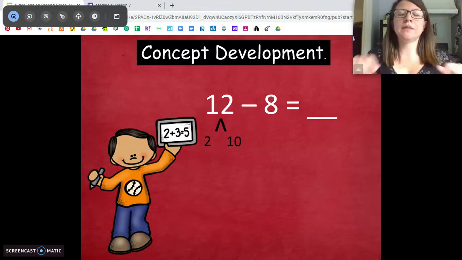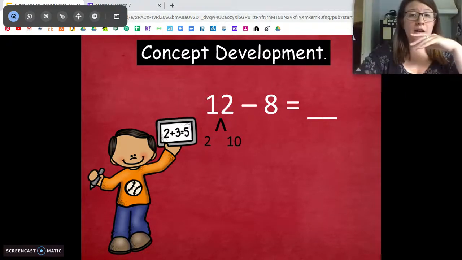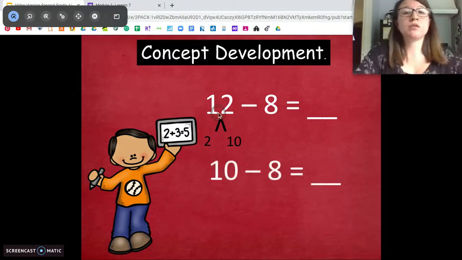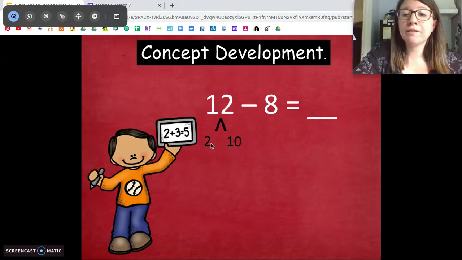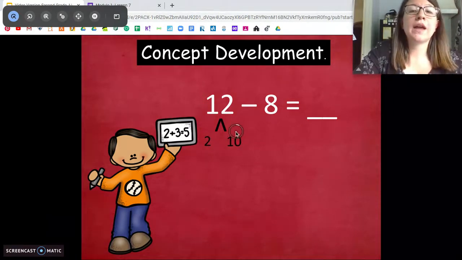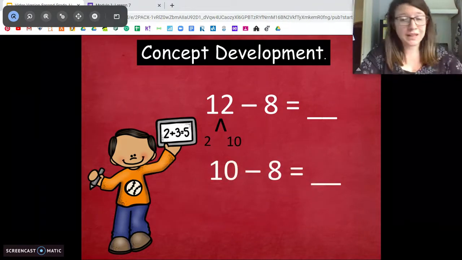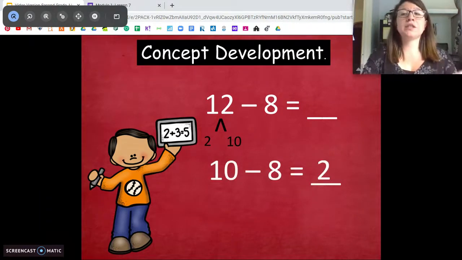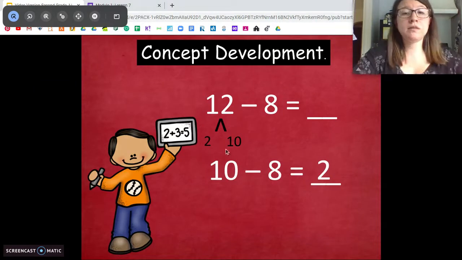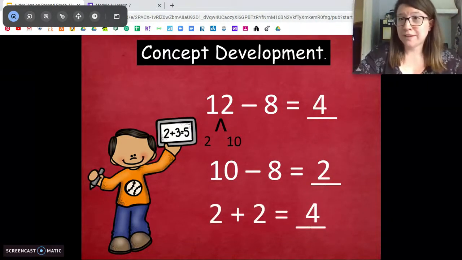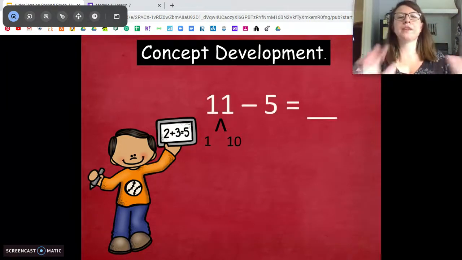Okay, let's see how you did. So again, we're going to take our bigger number here, and we're going to take out 10. So we took out 10, and we have 2 extra 1s after that. So now we're going to do our 10s fact here. 10 minus 8, we know, easy peasy, is 2. Now we just need to add in those extra 1s, which are right here. So we're going to take the 2 plus 2 and get 4. So 12 minus 8 is 4. Awesome. Try this one on your own.